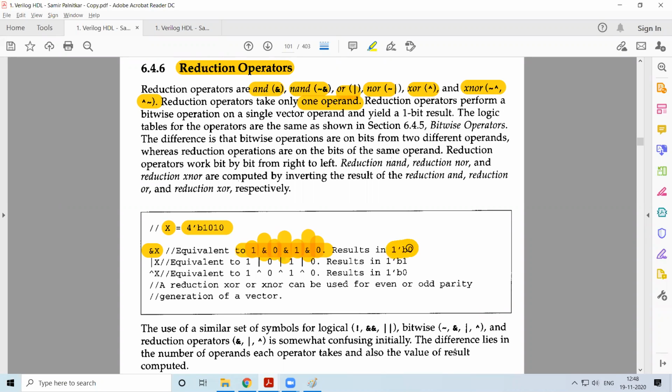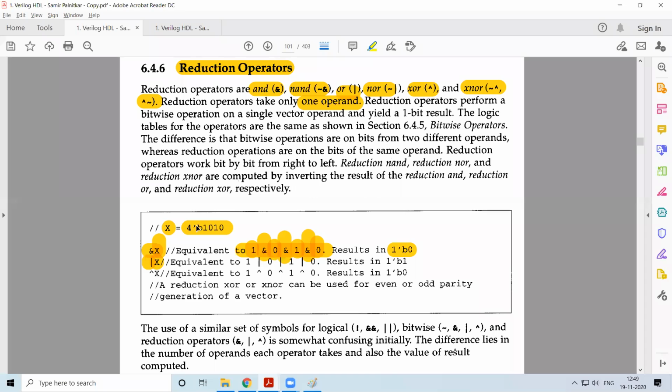Therefore, the result will be just 1 bit, and its value will be equivalent to the reduction operation performed on the operand present there. Here we are performing a reduction operation using the AND operator, and when all the bits are ANDed, the result is 0. Similarly for OR, you can see again that the OR operator is using only one operand. This is how I can make out that this is a reduction operator.